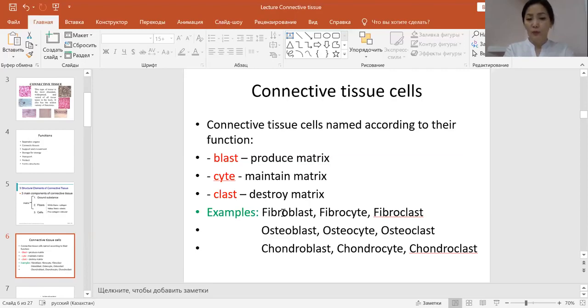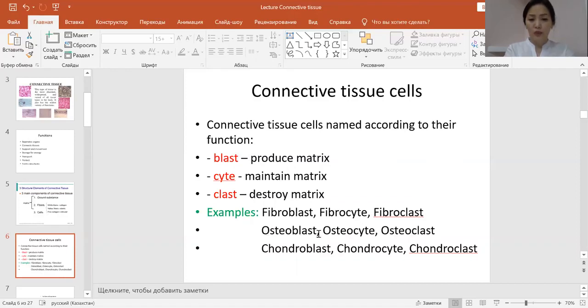these are cells of connective tissue proper. Fibroblasts produce fibers. Fibrocytes maintain the matrix of connective tissue proper. Fibroclasts destroy fibers. Another example: osteoblast, osteocyte, and osteoclast, these are cells of bone.